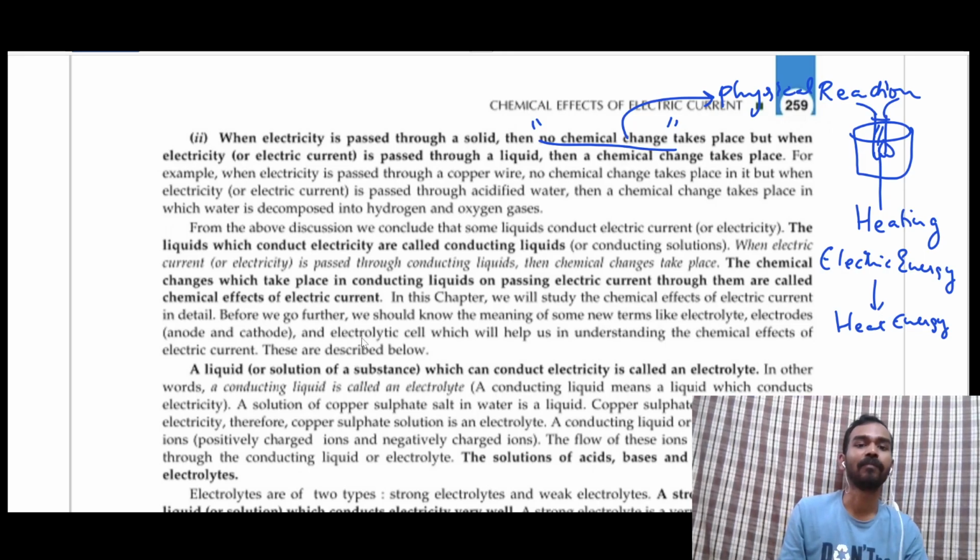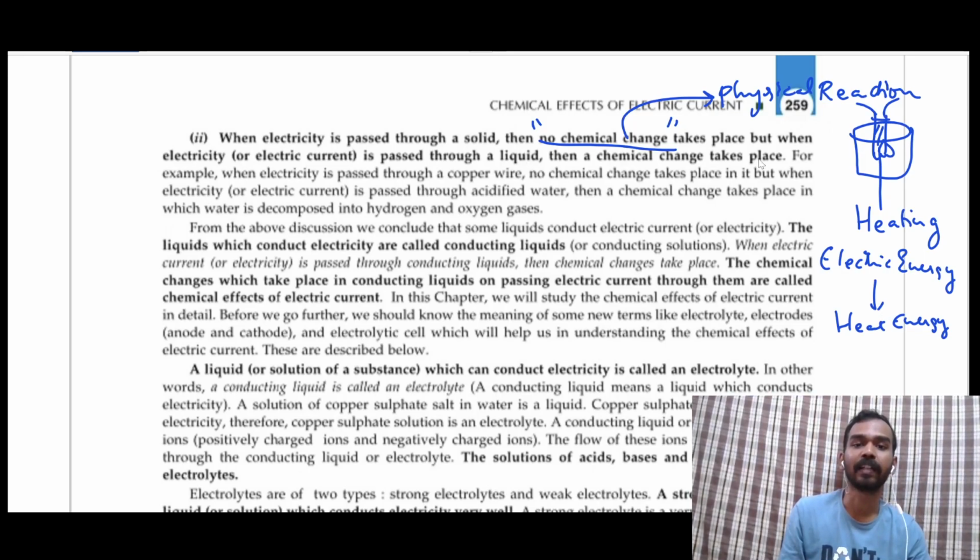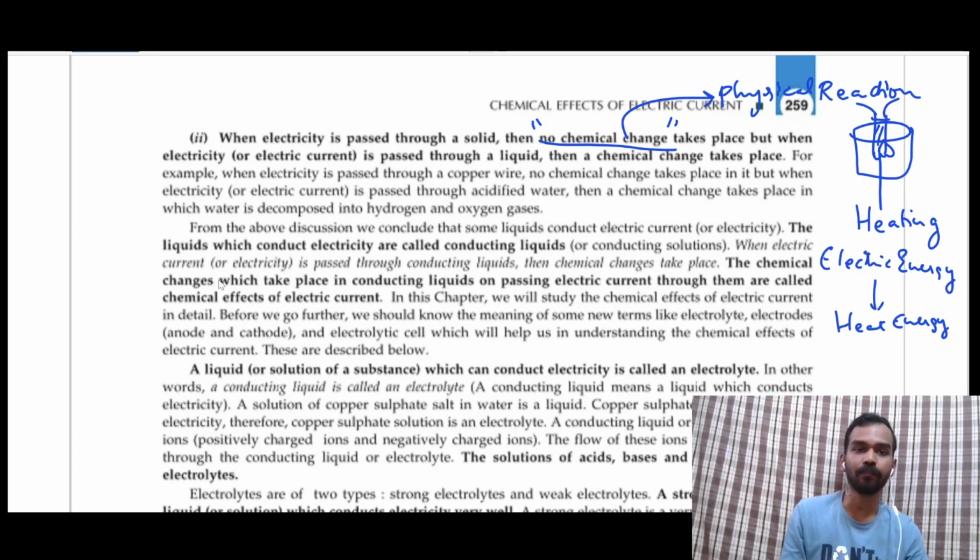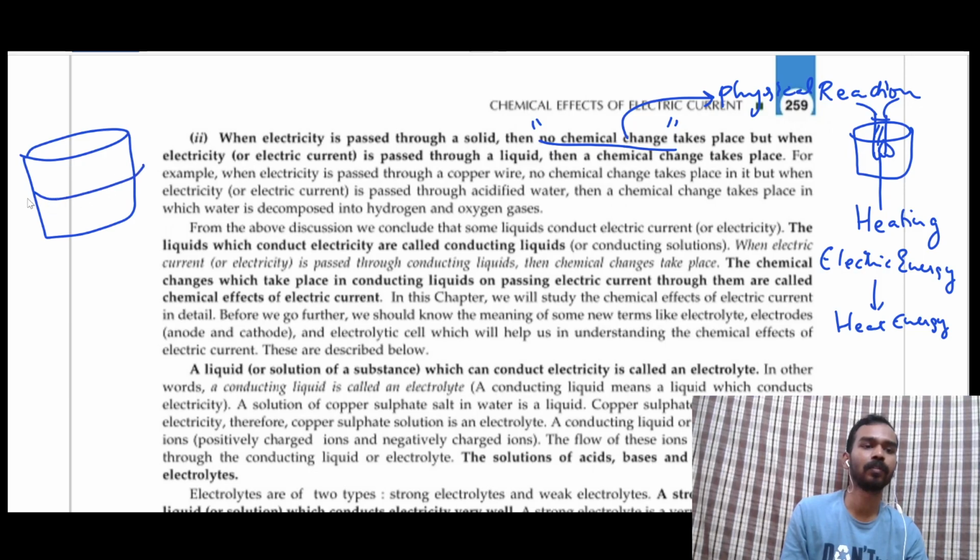But when current passes through a liquid, a chemical reaction takes place. So this is what I was telling. When current is flowing through a copper wire, you cannot see anything. But same thing, I have a bucket of water. I put the wire into it directly.